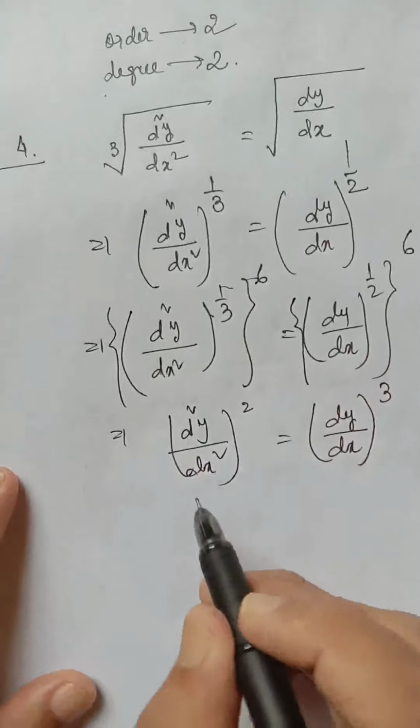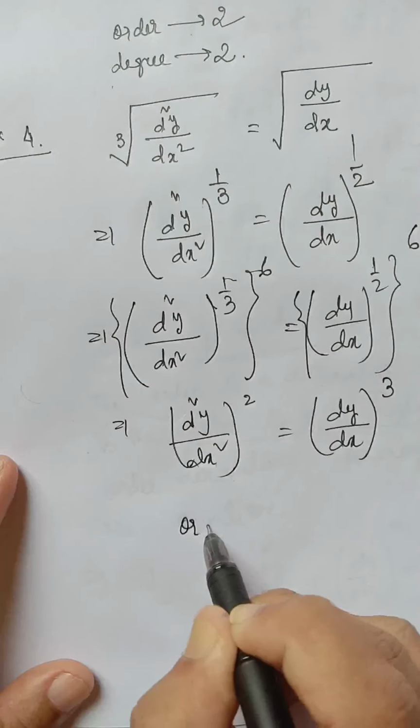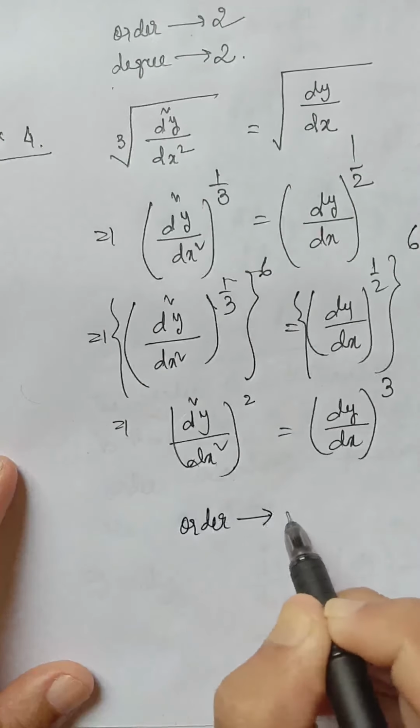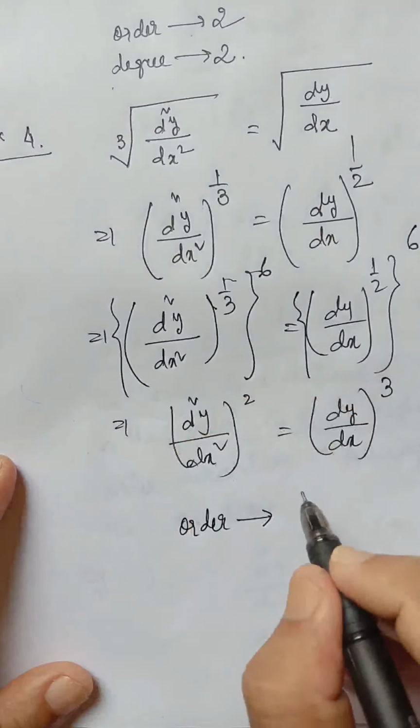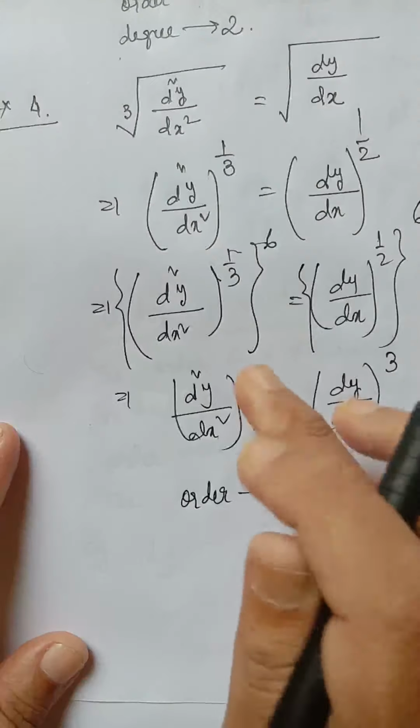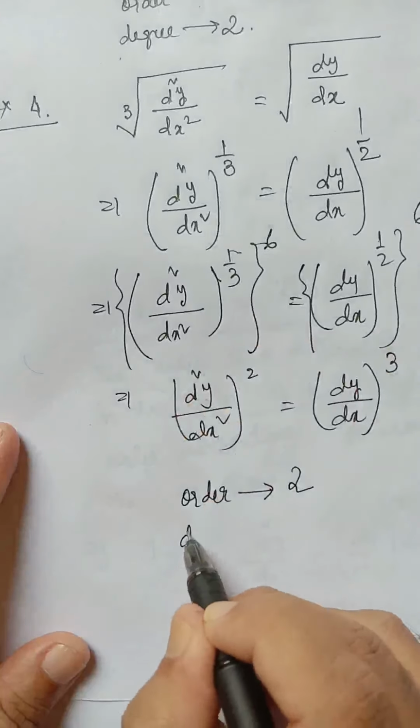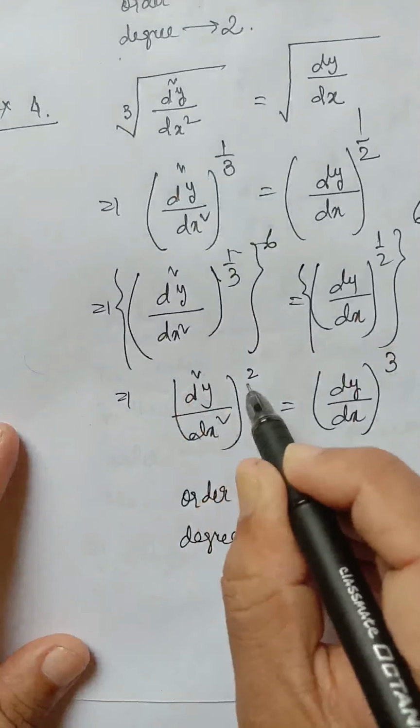Now we can see the order. The order is the highest order derivative present in the differential equation. This is the second order derivative, so the order is 2. And the degree is the degree of the highest order derivative, so its power is also 2.